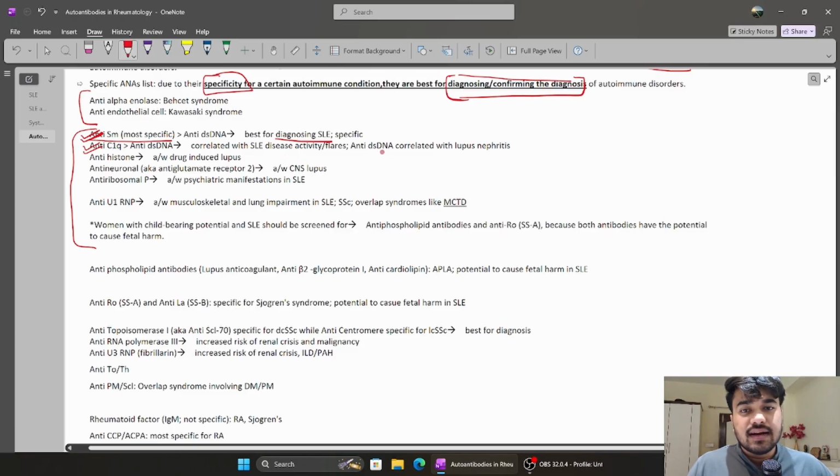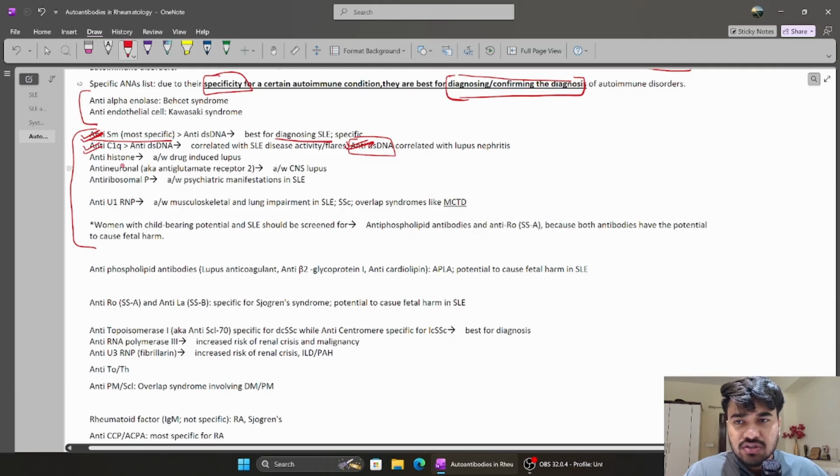And anti-dsDNA is also correlated with lupus nephritis. So anti-dsDNA we have studied three times. It is the most specific antibody, not most specific but specific antibody for SLE. Then it is correlated with the SLE flares, and then it is also correlated with lupus nephritis. So anti-dsDNA is quite an important antibody as far as SLE is concerned.